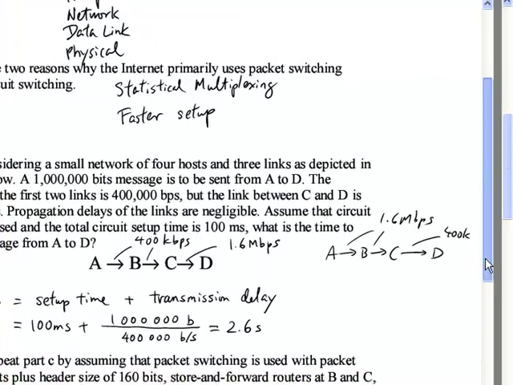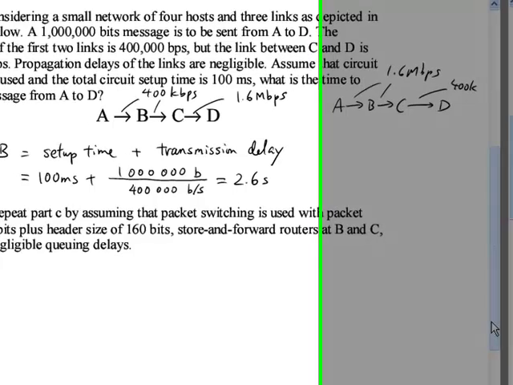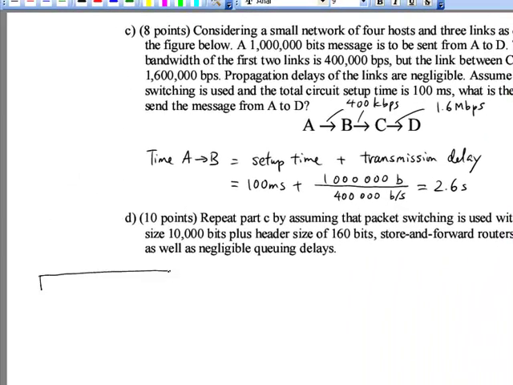Okay. Last part, repeat part C by assuming that packet switching is used with packet size 10,000 bits plus a header size of 160 bits. The routers at B and C are store-and-forward, with negligible queuing delay. So now the situation is that the entire file of 1 megabit is being broken up into little packets.